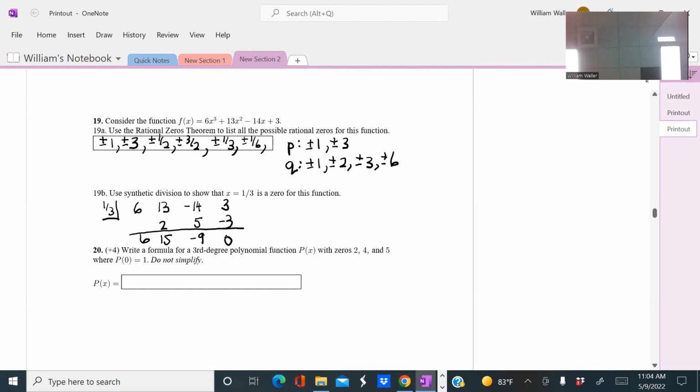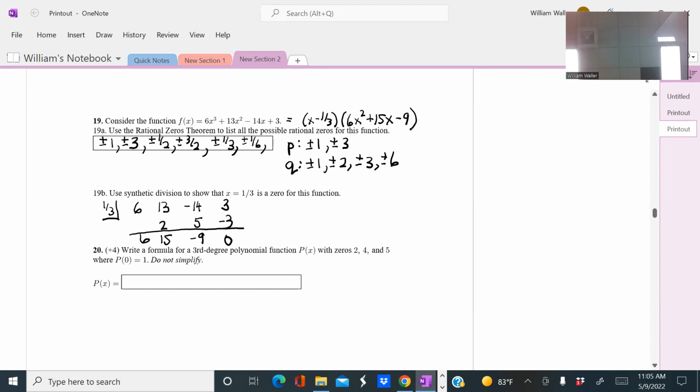So x equals 1/3 is a 0, right? And that also tells us, by the way, that this polynomial factors as x minus 1/3 times, let's see what's left here as our remainder from this synthetic division. It would be 6x squared plus 15x minus 9, right?